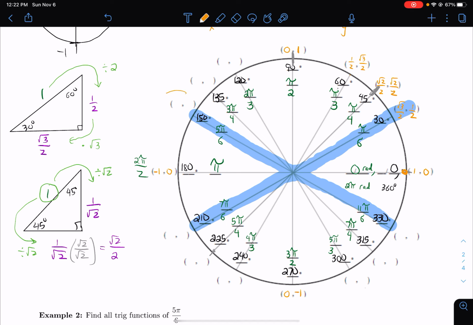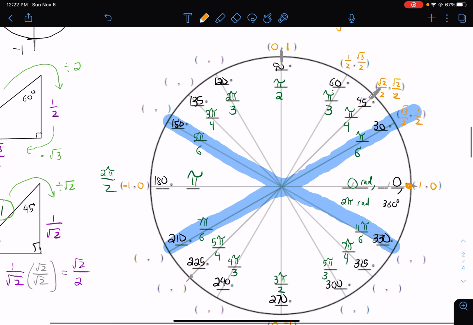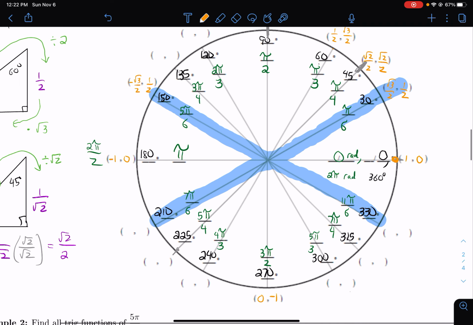All right, so for this point over here, notice that the x-coordinate should be opposite. It should be negative. Let me zoom it in a little bit. This x-coordinate should be negative √3/2, and the y-coordinate is going to be the same. It's going to be 1/2. Nice.